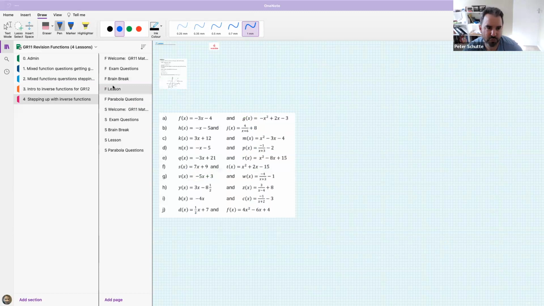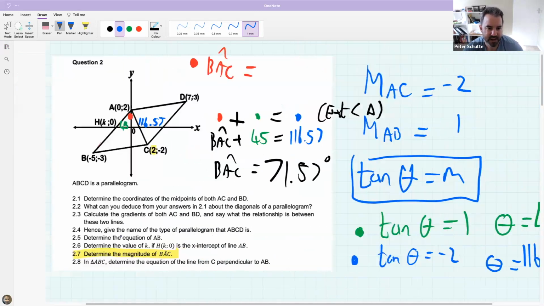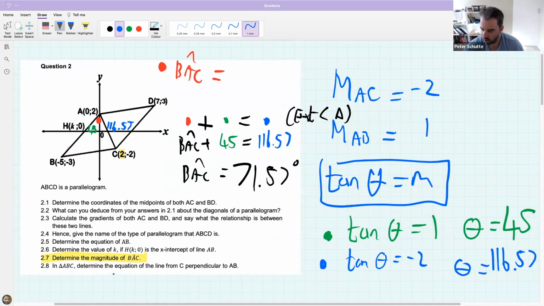Okay, well, let's finish off with the question we were doing. So the last question from this past paper question is, in triangle ABC, determine the equation of the line from C perpendicular to AB. Okay, now what does that mean? The line from C perpendicular to AB. Now, perpendicular to AB would mean basically it hits here at, well, it doesn't have to go through that point, actually. It can go through anywhere.